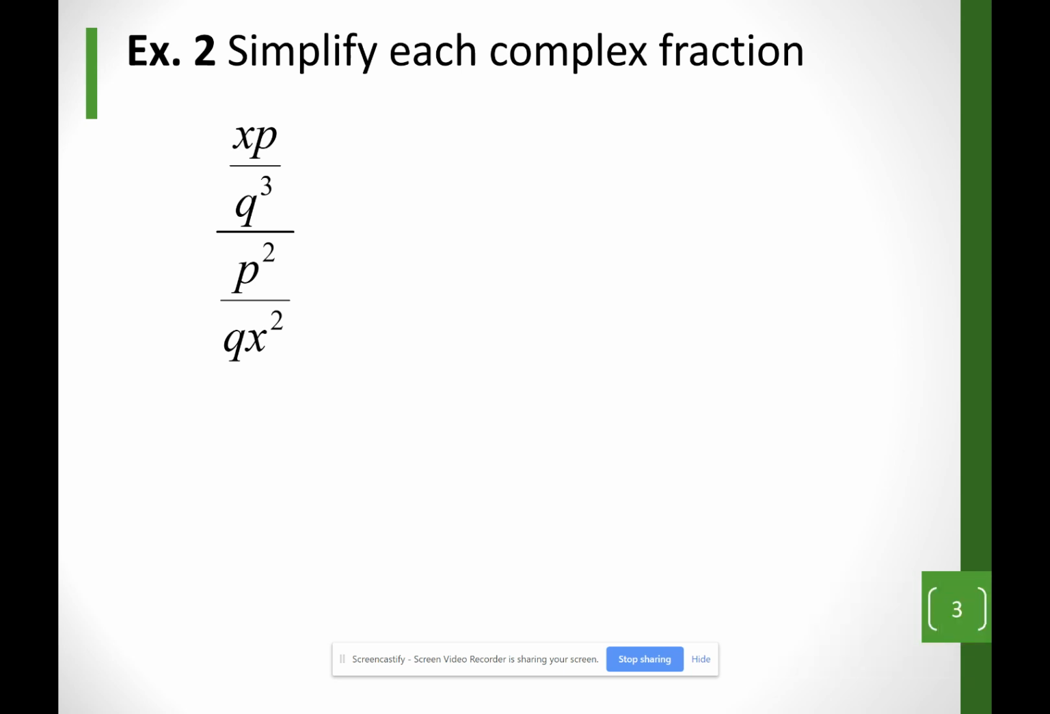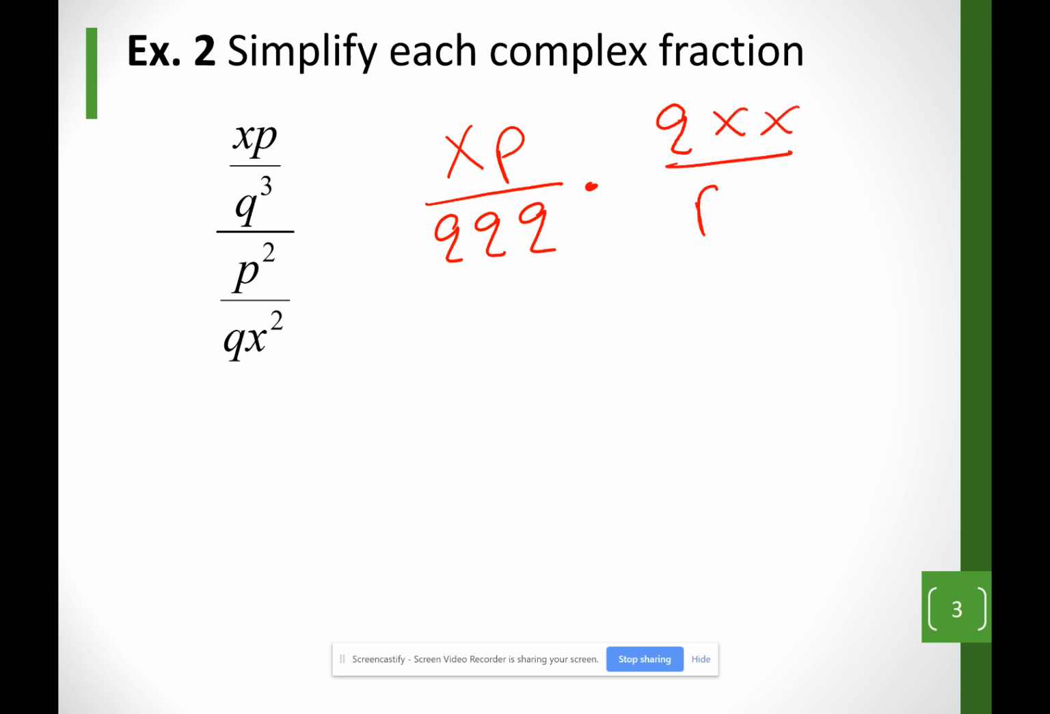So I'm just going to go with x p over, as a matter of fact, my q to the third, I'm going to do q times q times q. I'm going to split them. And I'm going to say this is times q times x over p times p.